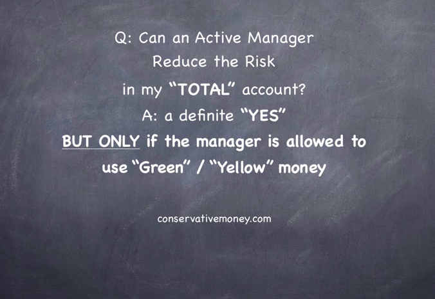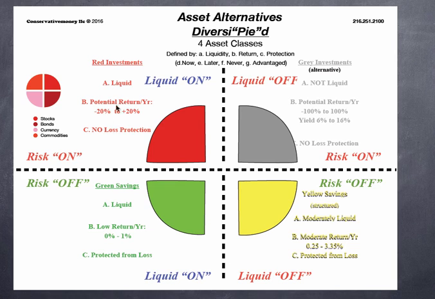Can an active manager reduce the risk in my total account? And that's a definite yes, but only if the manager is allowed to use the green and yellow money. If you are constantly transferring your assets between stocks, bonds, currency, and commodity, those are risk-on vehicles. There is no principal protection. But if the manager is allowed to move money into a cash money market, for example, that's a risk-off vehicle. And yes, your risk will be reduced because your asset will not be in a risk-on vehicle.